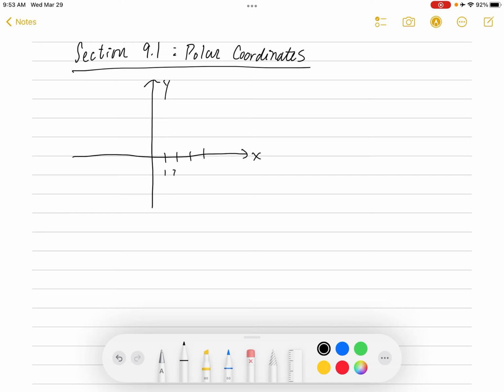Here the x values to the right are going to be positives: 1, 2, 3, 4. And the ones to the left are going to be negatives: -1, -2, -3, -4. And along the y-axis, the ones above the x-axis are positives: 1, 2, 3, 4. And the ones below the x-axis along the y-axis are going to be negatives: -1, -2, -3, -4. This is sometimes called the rectangular coordinate plane.